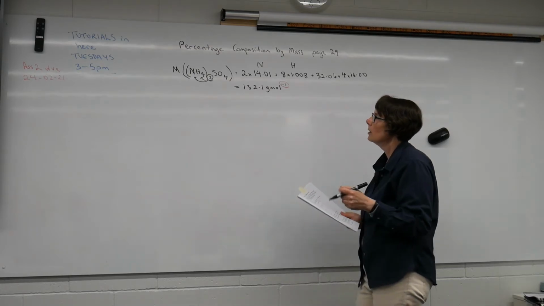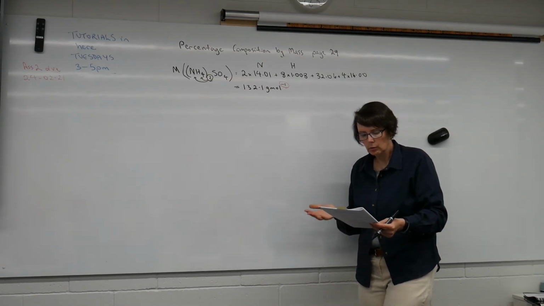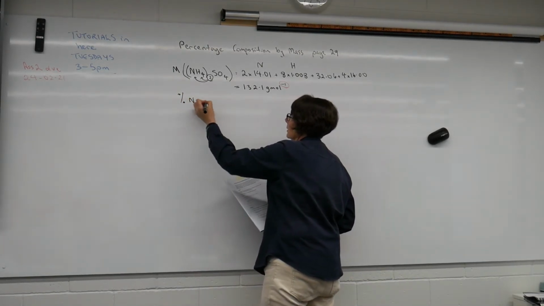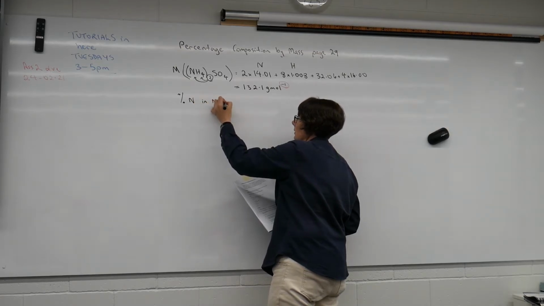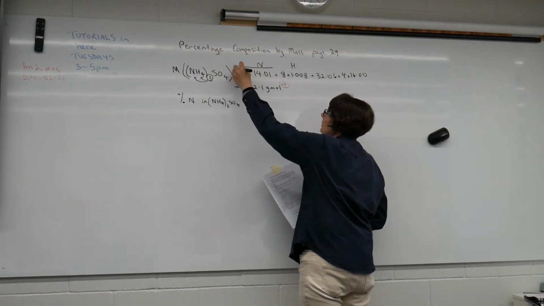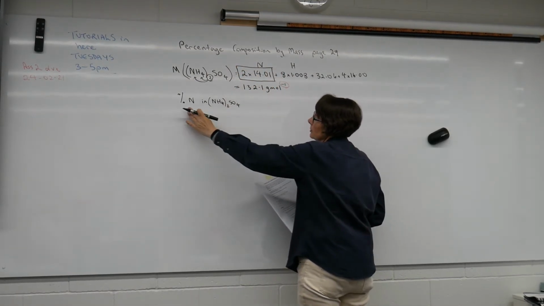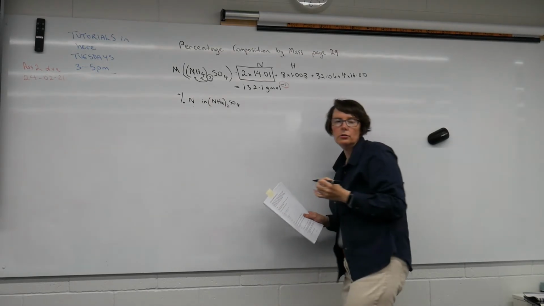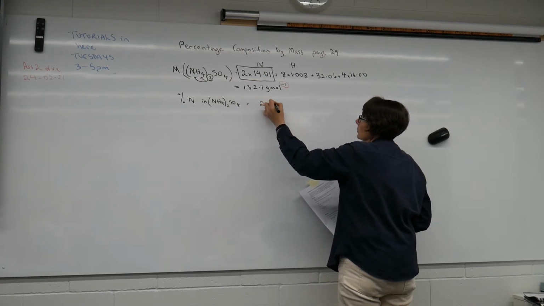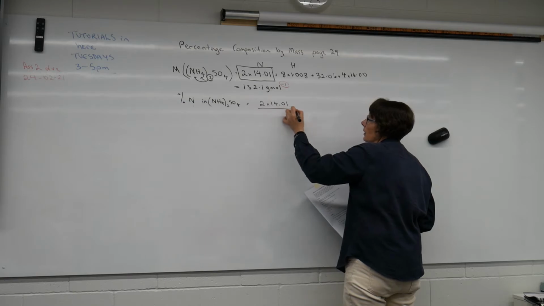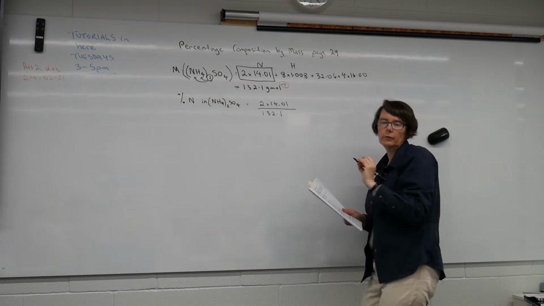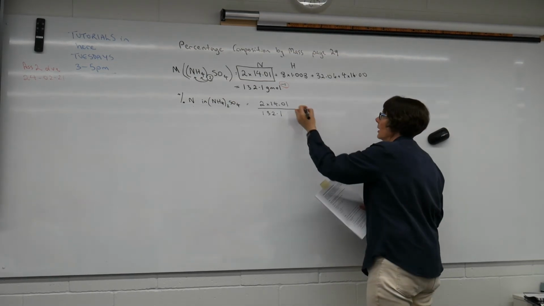Okay, now if we look back at the question, we're asked to find the percent of nitrogen. And so here is all of our nitrogen. So the percent in tells me that the nitrogen is on top of my calculation. So that's 2 times 14.01 divided by 132.1. And because we're finding a percent, we have to multiply by 100.